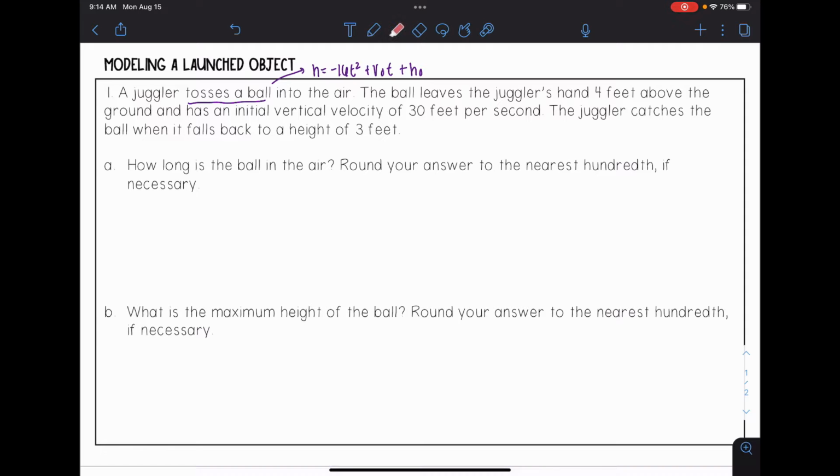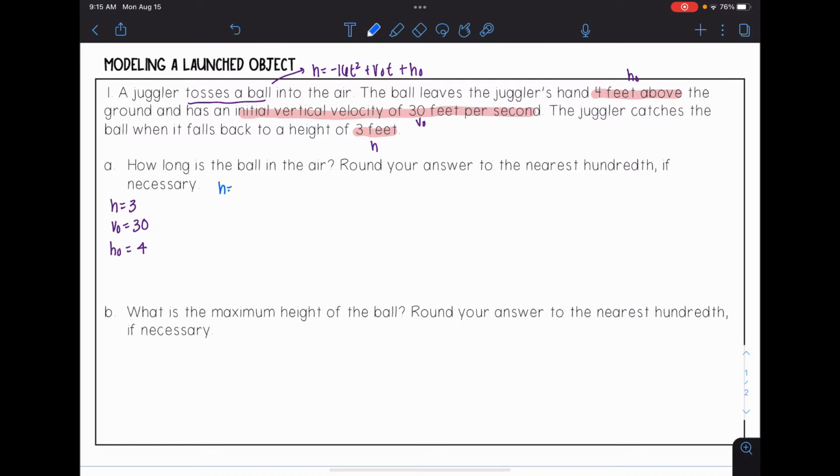So reading through the problem, I see that the ball leaves the juggler's hand 4 feet above the ground. So it starts at that 4 feet. So that's my h naught. And then it says the initial vertical velocity is 30 feet per second. So that's my v naught. And I want to know when the juggler catches the ball when it falls back to a height of 3 feet. And so that's going to be my h. So I have h is equal to 3, v naught is equal to 30, and h naught is equal to 4.